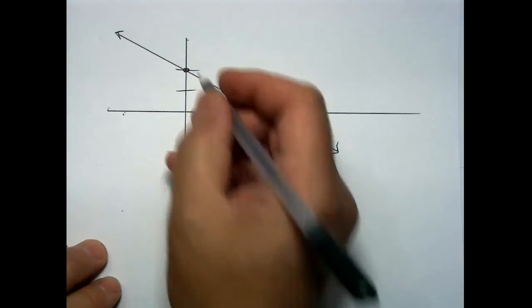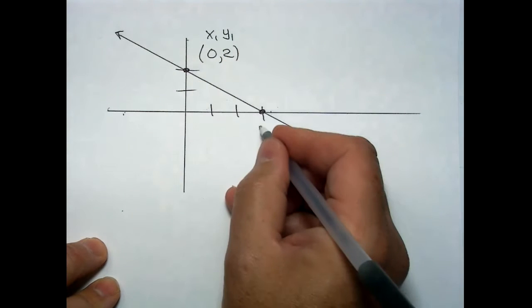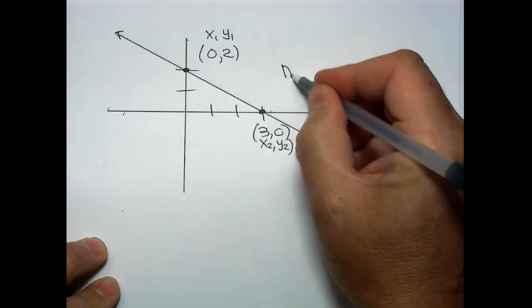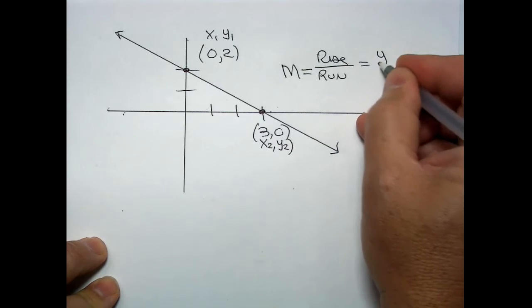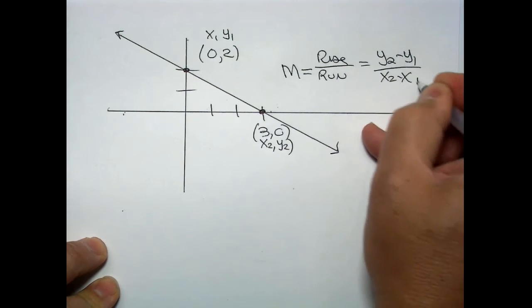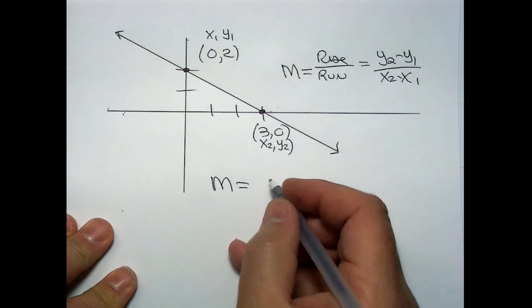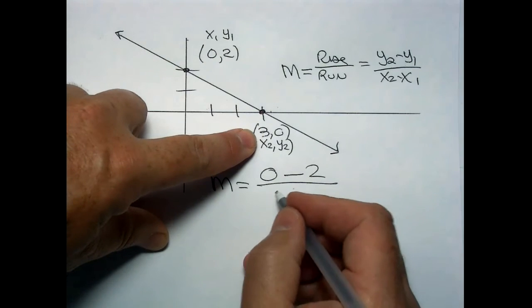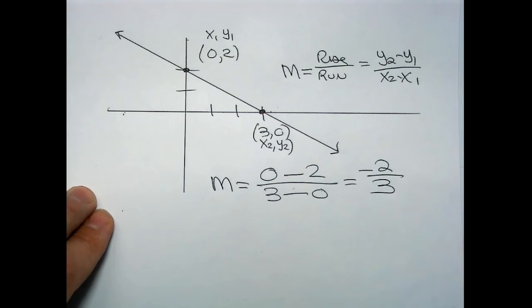That's going to give me a negative slope. If I were to label this point, that's 0, 2, which is x1, y1. This is 3, 0, which is x2, y2. And, of course, slope, as usual, is rise over run. And that's y2 minus y1 over x2 minus x1. So let's go ahead and compute it. And let's see if it makes sense. Let's see if it turns out to be negative. So y2 is 0 minus y1 is 2. x2 is 3 minus x1 is 0. What do we get? Rise over run, negative 2/3.